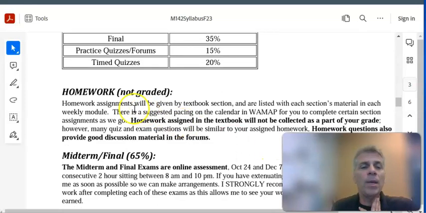Let's talk about all the pieces. Homework is not graded, but it's practice. You really should do the practice. This is a performance class. Make sure that you can perform on it.